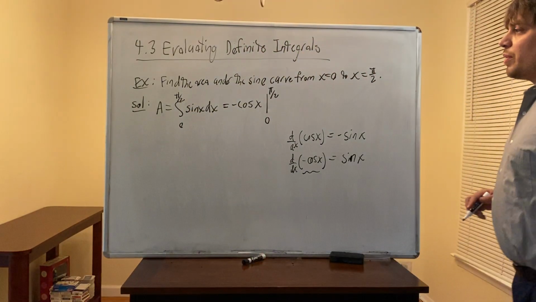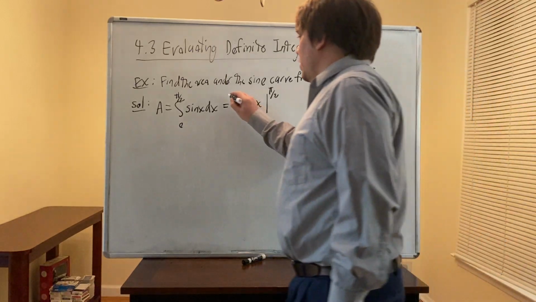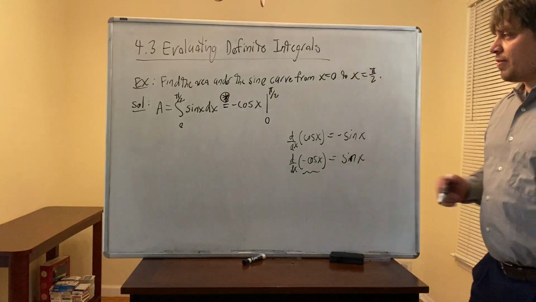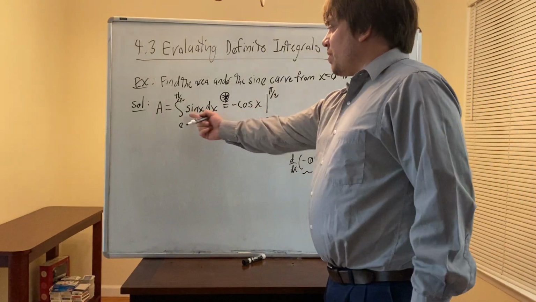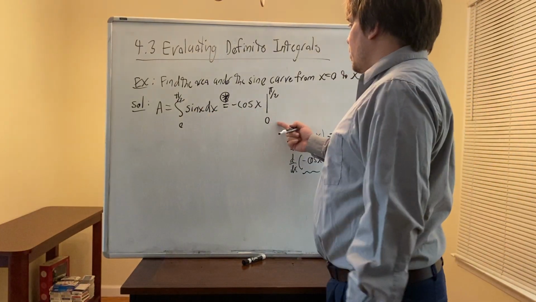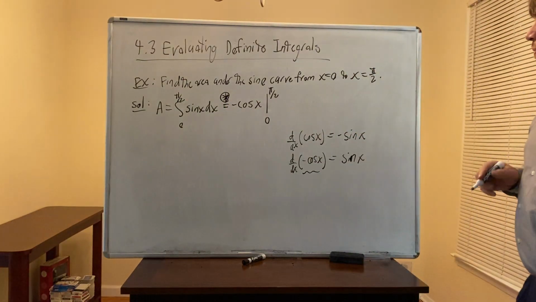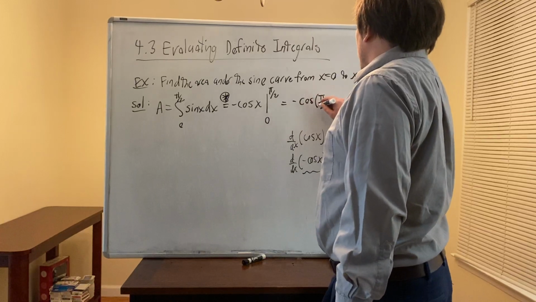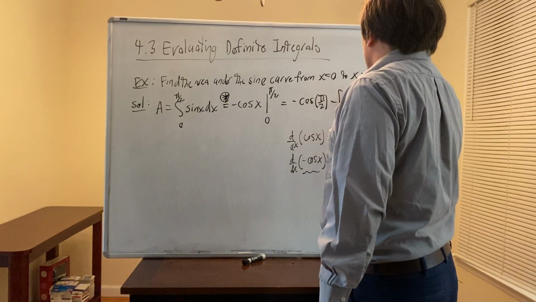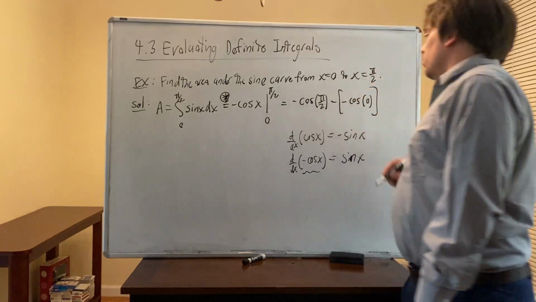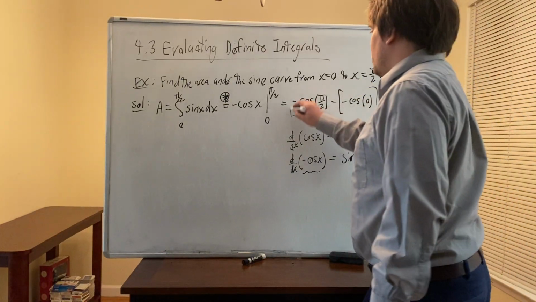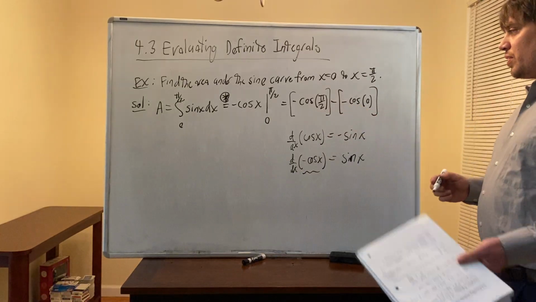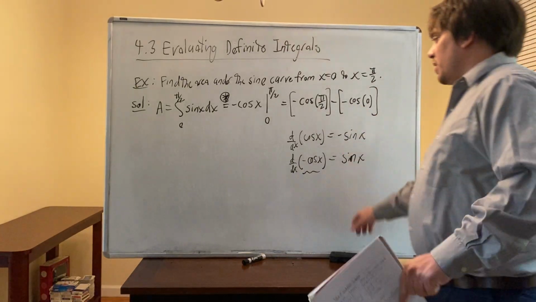And that's using the evaluation theorem. So I'm going to put a star there again. That's due to the evaluation theorem. This equals an antiderivative of that function evaluated from the lower limit of the definite integral to the upper limit of the definite integral. And so this is negative cosine of pi over 2 minus negative cosine of 0. Okay, so I'm going to open the bracket here. This is the function at pi over 2 minus the function at 0.